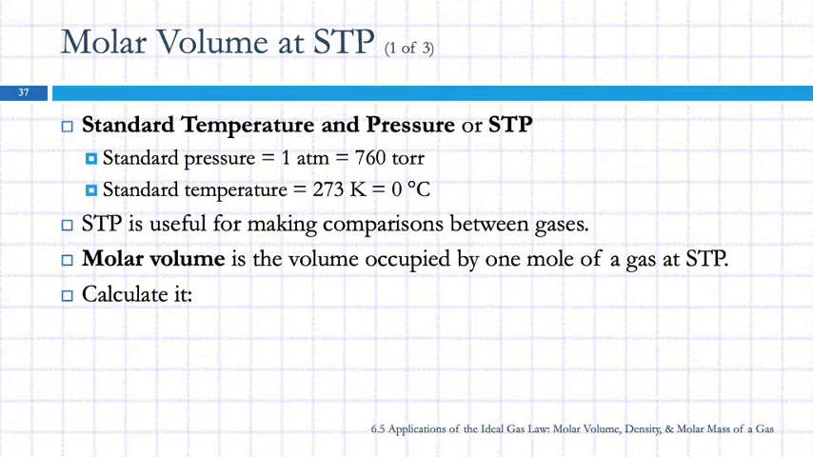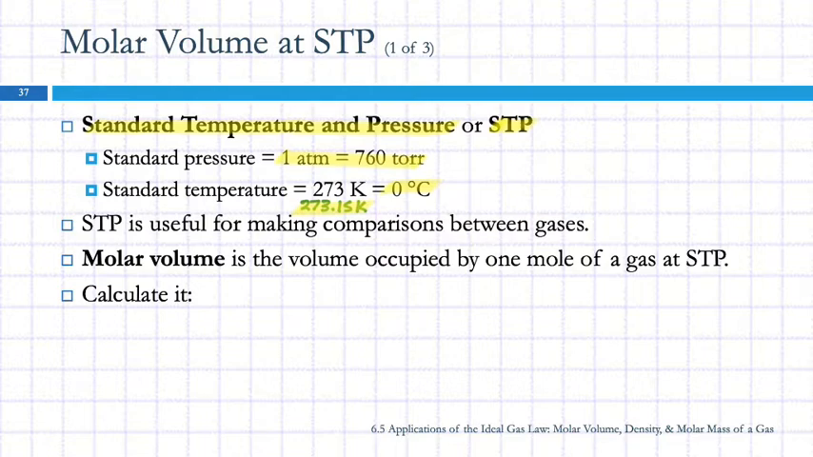So we use what's called standard temperature and pressure, or STP, and that's 1 atmosphere, which is the same as 760 torr, and 273, this one bothers me, 273.15 Kelvin, or 0 Celsius. STP is really useful for making comparisons between gases.